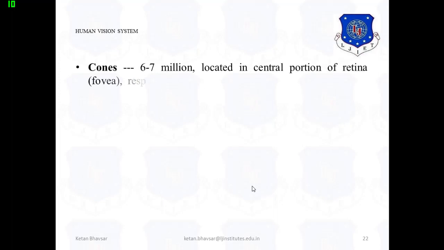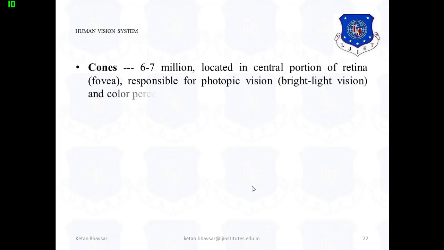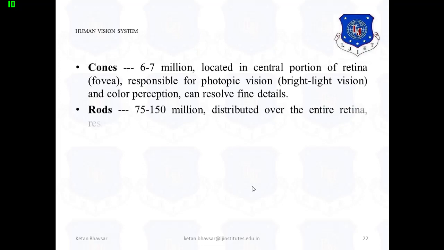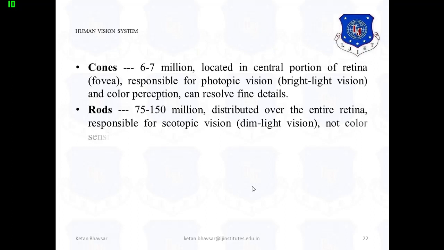Cones, 6 to 7 million, located in the central portion of the retina, responsible for photopic vision and color perception, can resolve fine details. Rods, 75 to 150 million, distributed over the entire retina, responsible for scotopic vision, dim light vision, not color sensitive, give a general overall picture. Rods generally are active in night vision and cones generally are active in day vision.